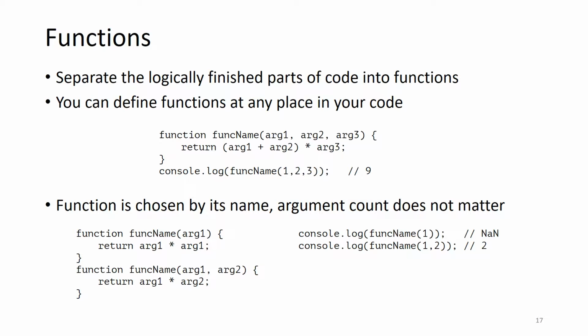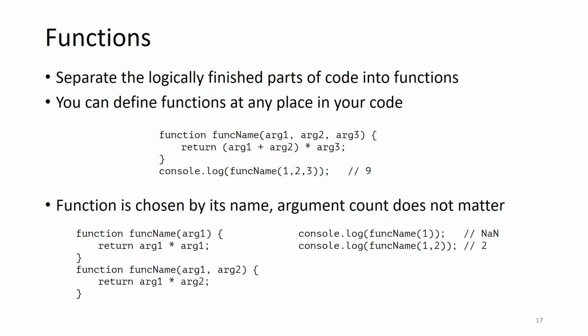But not like in C, the functions are determined only by their name. So if I define 2 functions with the same name, the latest definition will override the previous one. So here I define 2 functions, the first taking 1 argument, and the second taking 2 arguments. And basically when I define this, I'll override this function.